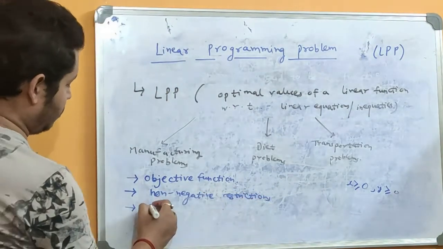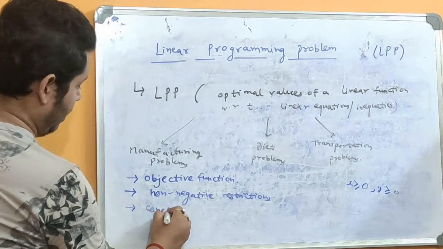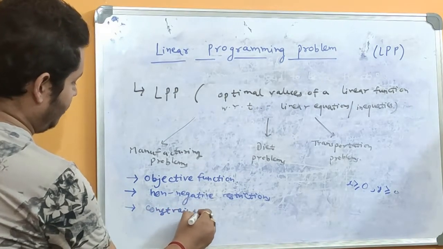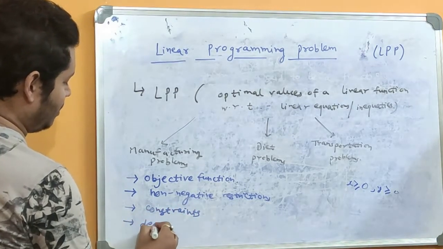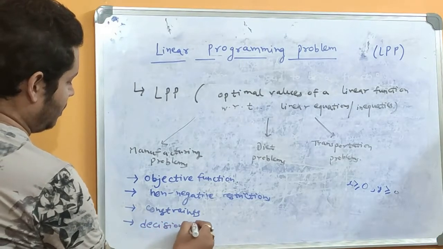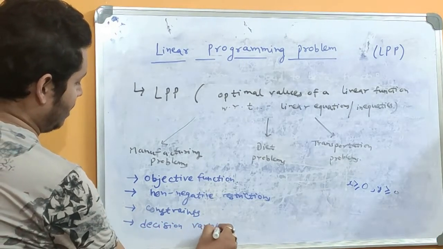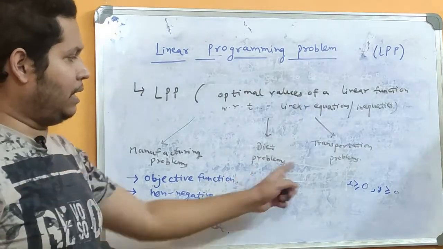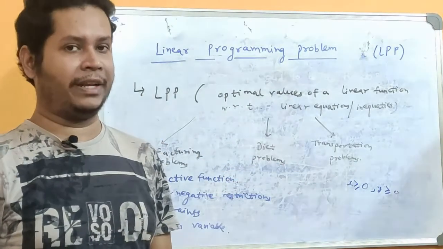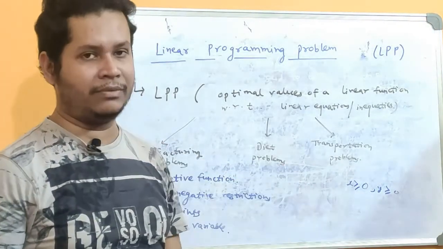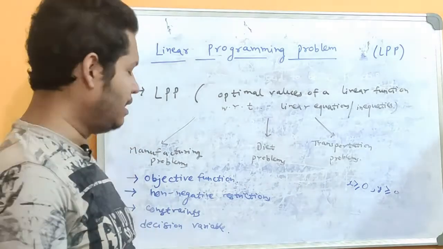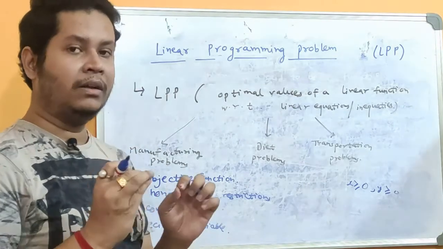The third are the constraints, like we have already seen last time. And the fourth one is called the decision variables. Decision variables are variables like X and Y. These variables are called decision variables because these are the variables that decide the entire thing. So that's why they are called decision variables.